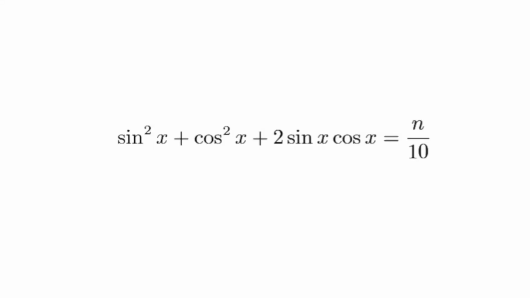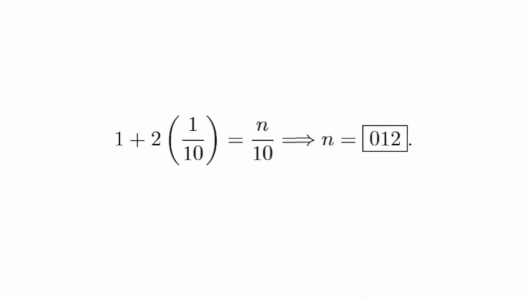Now, let's take that second one and let's square it. So we get that sine x plus cosine x all squared is equal to sine squared x plus cosine squared x plus 2 times sine x cosine x is equal to n divided by 10. Remember, sine squared plus cosine squared equals 1. So we actually have 1 plus 2 times sine x times cosine x equals n over 10.